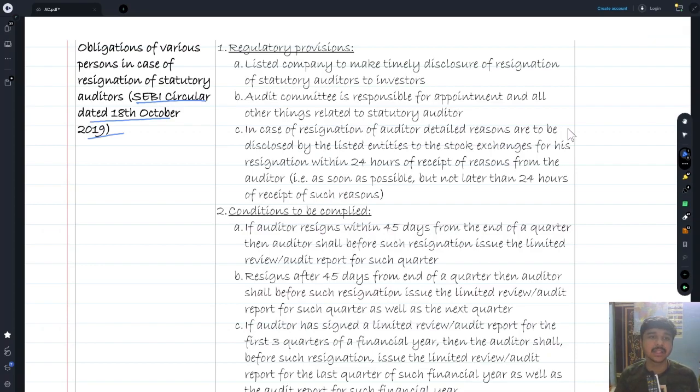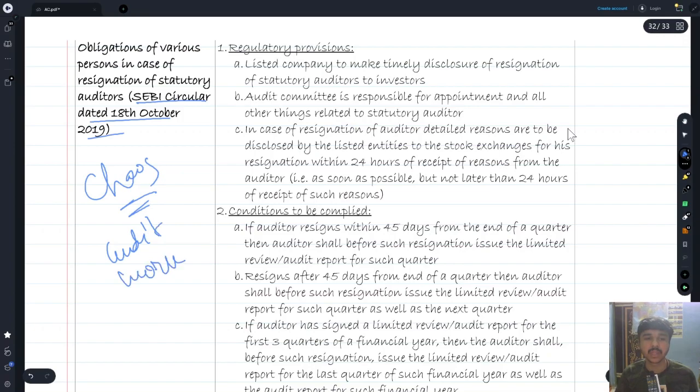So what is happening? The statutory auditor is resigning. This is going to create chaos, right? And again, the audit work will be pending because he is going midway. He is not an employee who will serve the notice period and go away, okay? He has certain responsibilities on his shoulders. So what are the regulatory provisions?